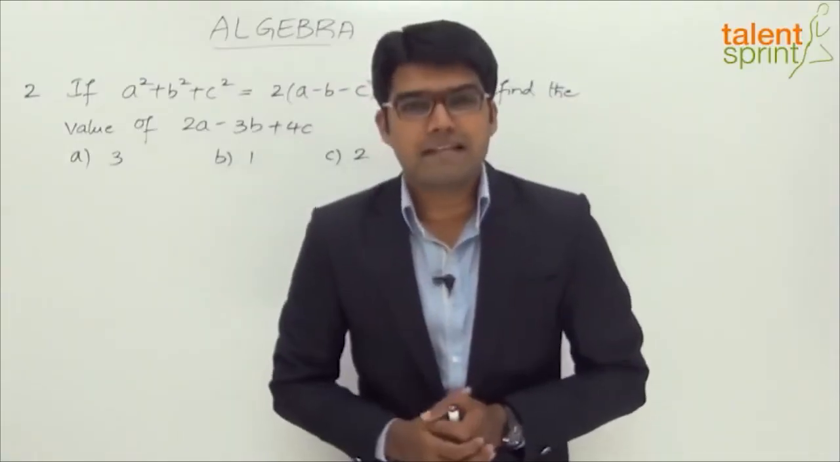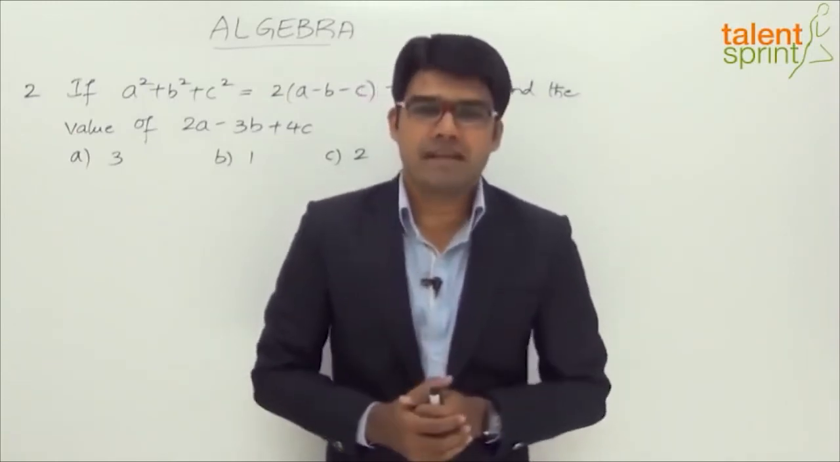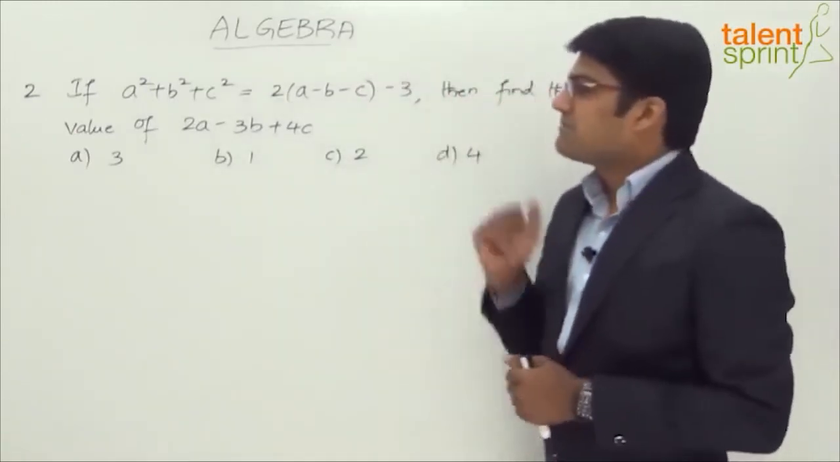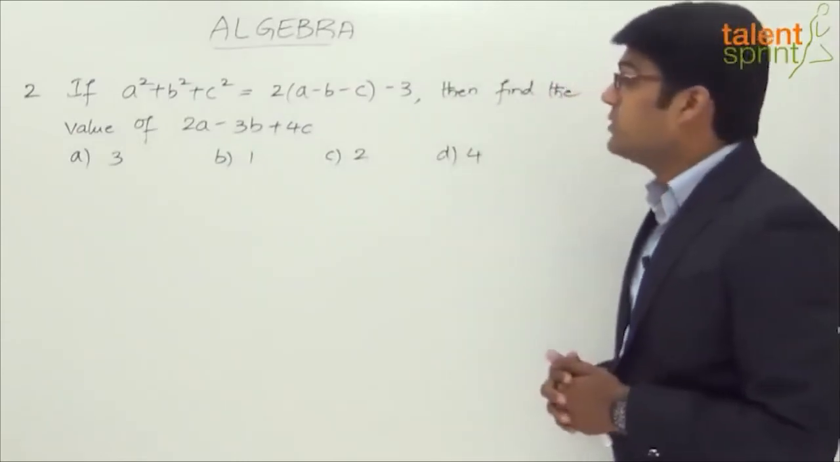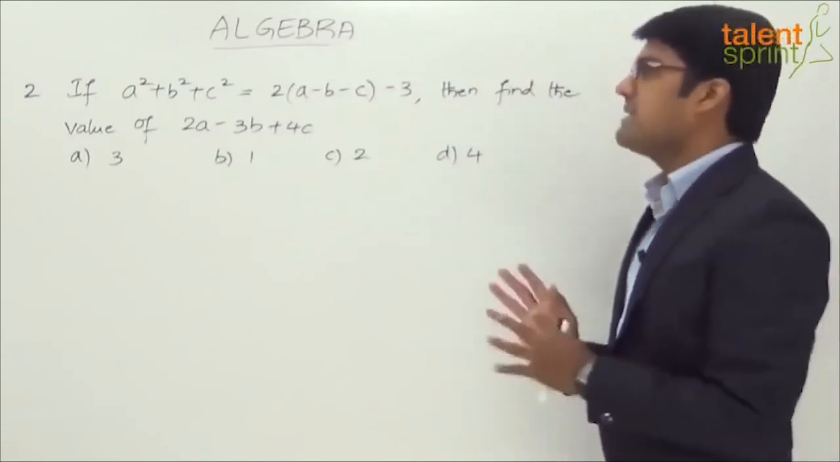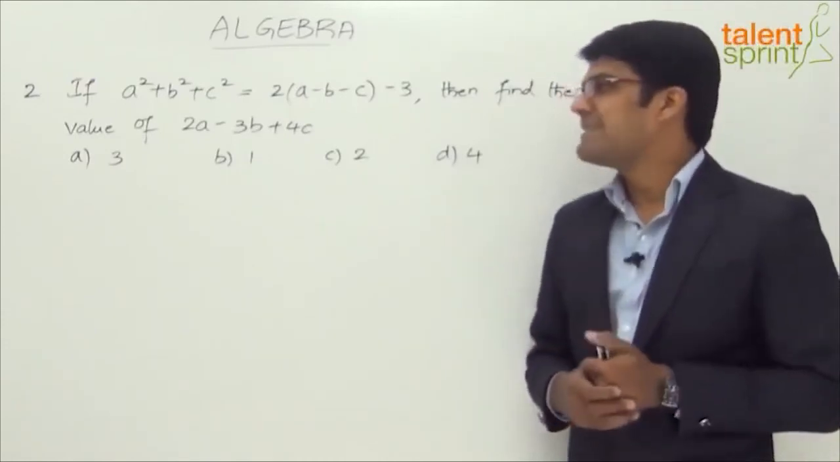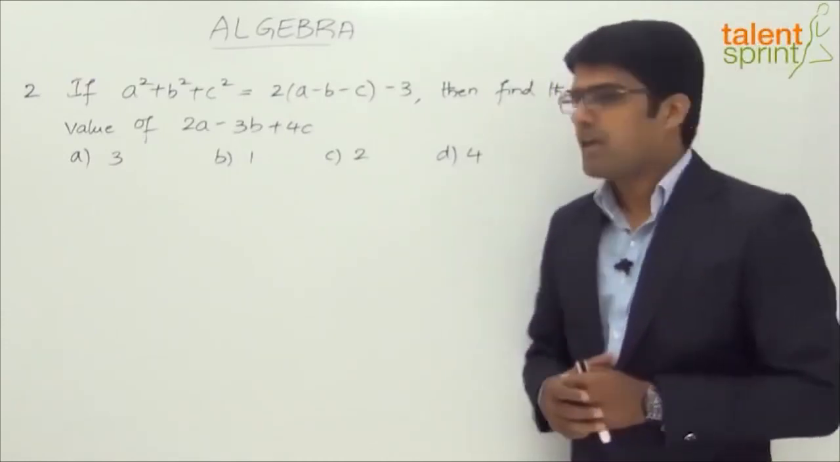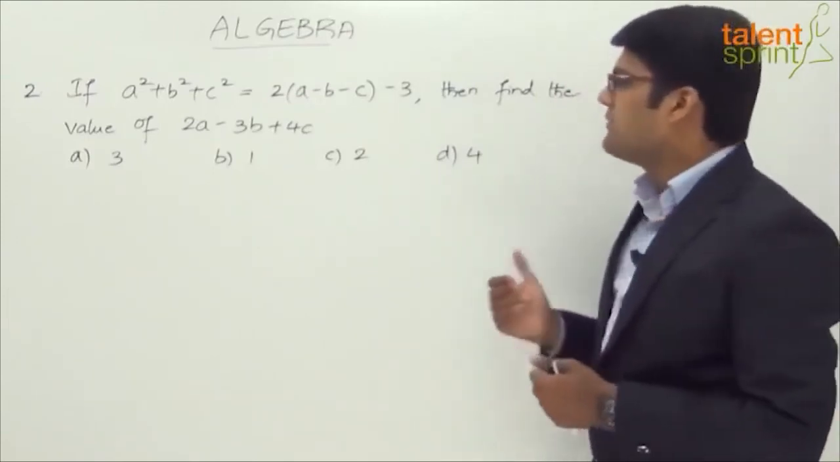Let us now take the second example, and even this one here is a previously asked SSC CGL exam question. Now it goes as follows. If a squared plus b squared plus c squared equals 2 times (a minus b minus c) minus 3, then find the value of 2a minus 3b plus 4c. And the options here are 3, 1, 2 and 4.